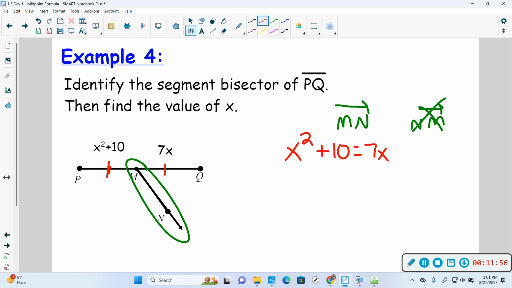Ooh, this is a good one. X squared. How many answers are we going to get? 2. 2 this time. Now here's a throwback to Algebra 1. To solve this x squared, aka quadratic equation, we should get all the terms on the same side and set it equal to 0. Let's start with that.